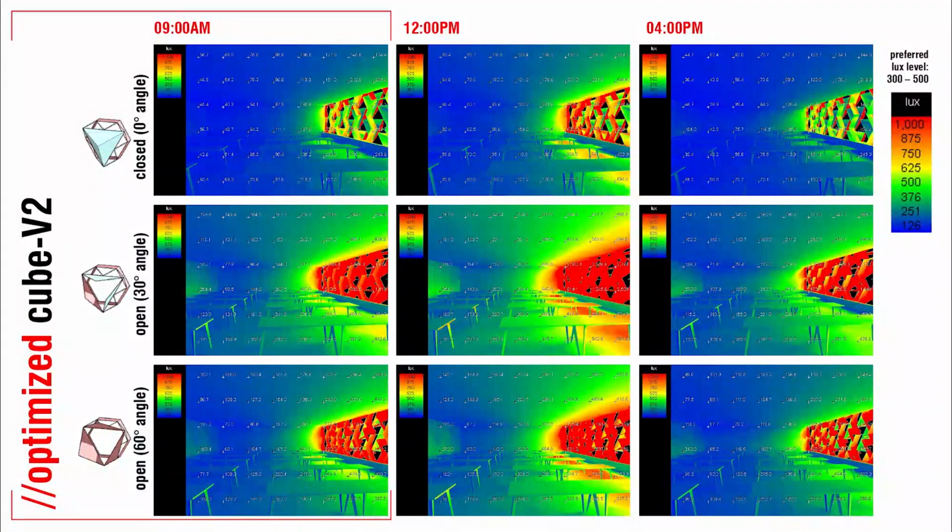So the results of the modified modulation design of both cube V1 and cube V2 can be seen here. In such a way that the area of the inside of these classrooms does receive more than 250 lux on average. So improvements can be seen in this false color diagram here.